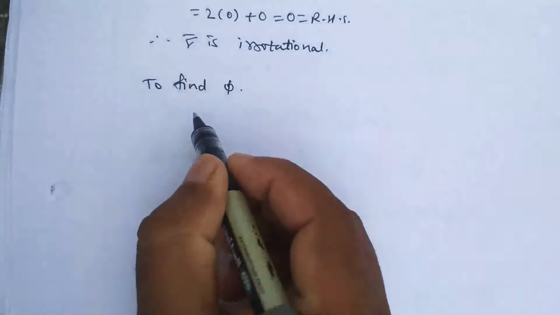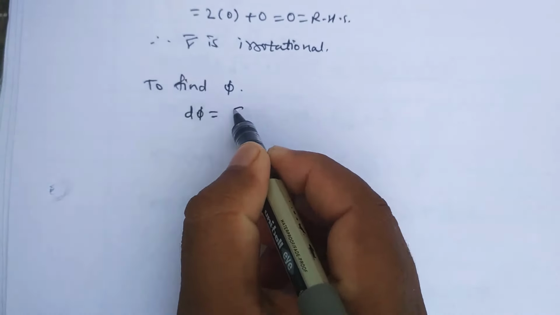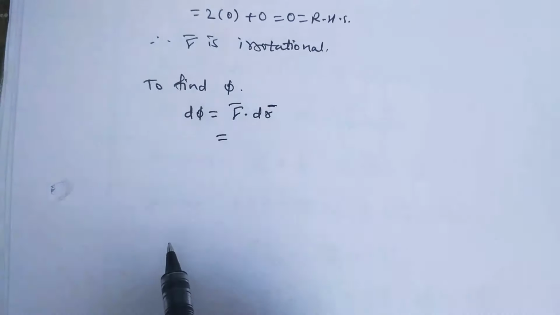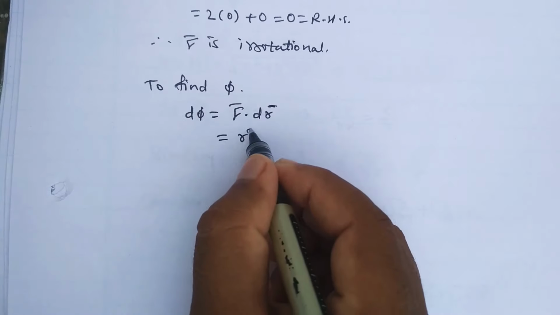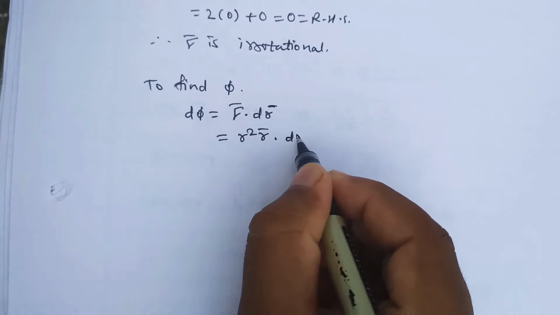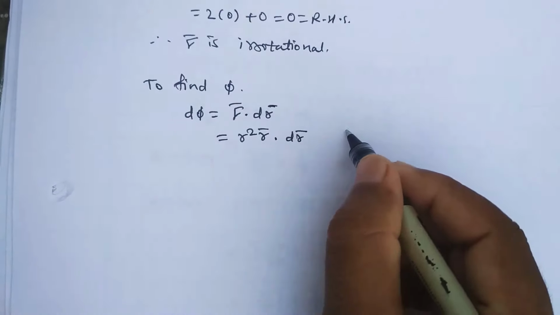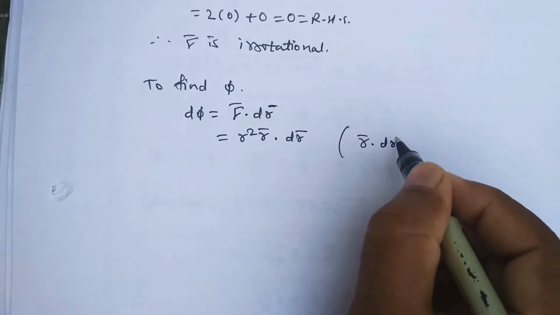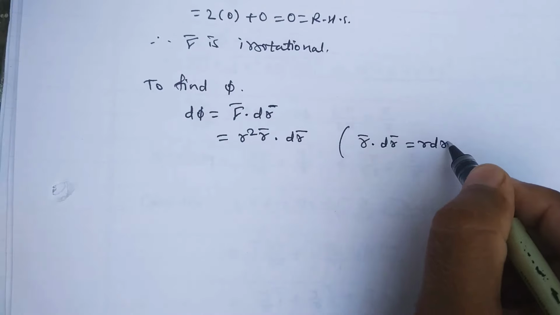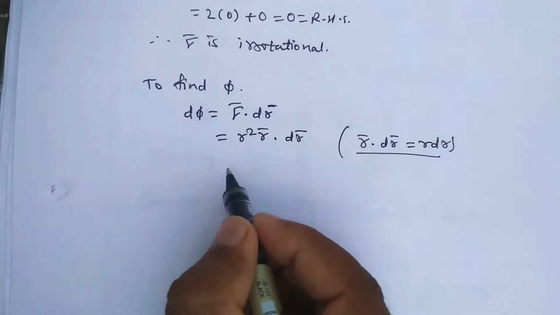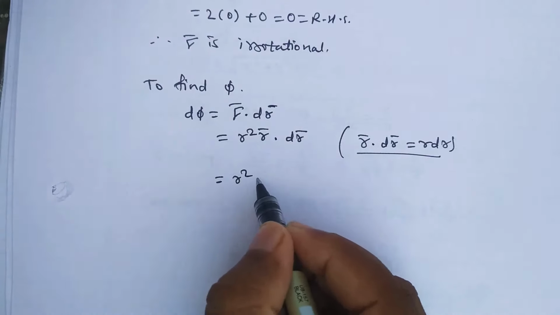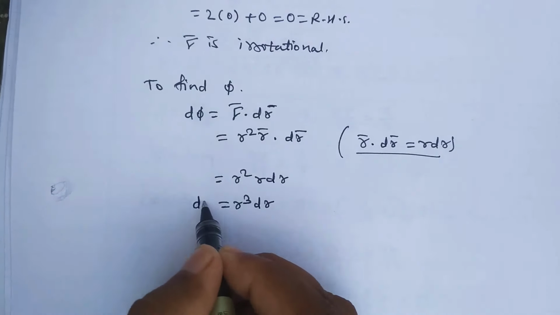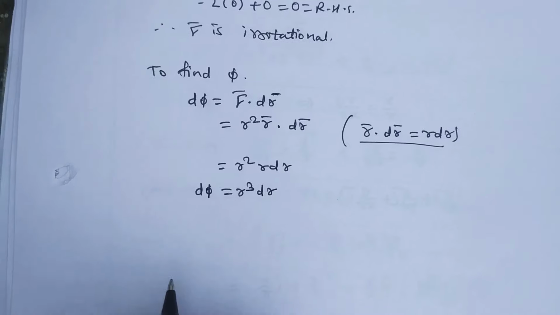So what is that other result? d phi is equal to f bar dot dr bar. This is equal to f bar, the value of f bar is r square into r bar dot dr bar. Now here we are going to use the standard result. What is the standard result? The value of r bar dot dr bar is equal to r dr. We are going to use this result here. So this is equal to r square into r dr. That is equal to r cube dr. The value of d phi is equal to r cube dr.